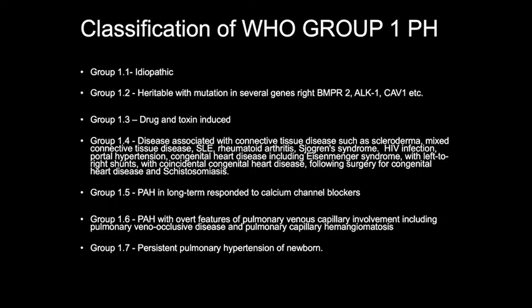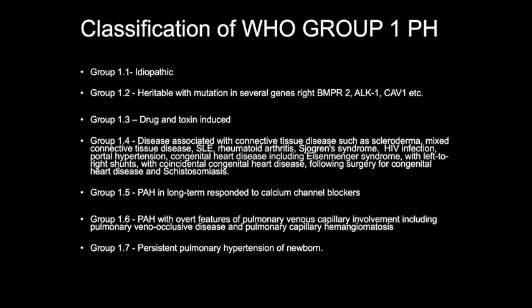1.5 is the PAH in which they are long-term responders to the calcium channel blockers, and we will talk more about how we assess the response to the calcium channel blockers. If they have a good response to calcium channel blockers, their prognosis is much better. Then we have group 1.6, in which the PH has some features of pulmonary venous capillary involvement, which includes pulmonary veno-occlusive disease. We see that with Sjogren's or the transplant patients, bone marrow transplant patients, and pulmonary capillary hemangiomatosis. And the last one is group 1.7, which is persistent pulmonary hypertension of the newborn.